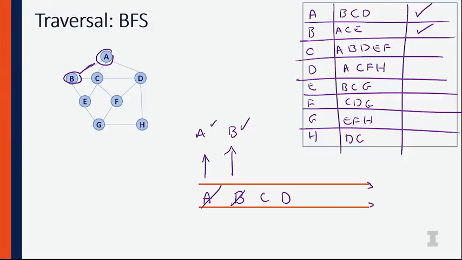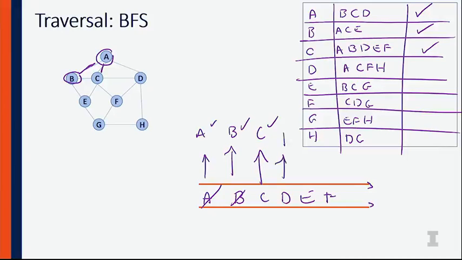C has already been added. E has not been added, so we now add it to the end of the queue. Again, the next visit we notice is C. We mark C as visited, and go through all of C's incident edges. A and B have already been added. D is added, E is added, and F gets added to the queue as the next node to get visited.